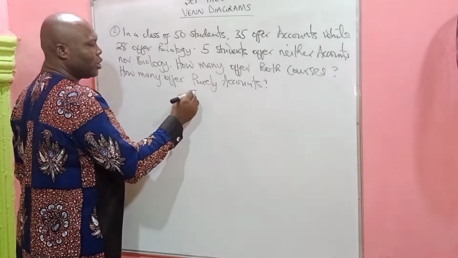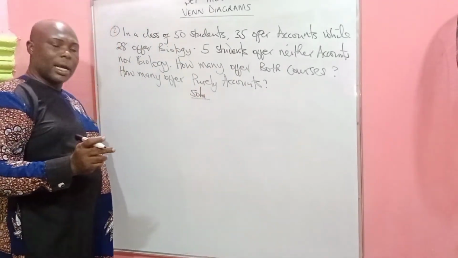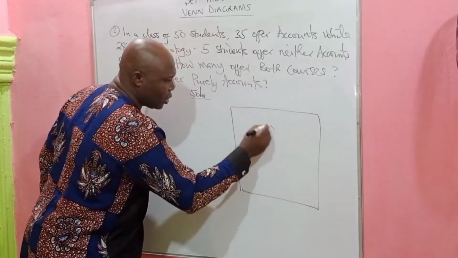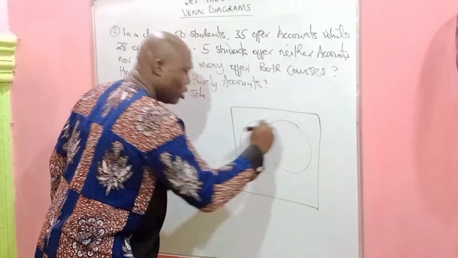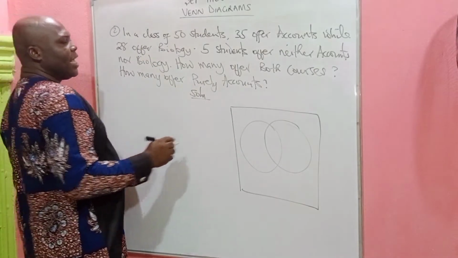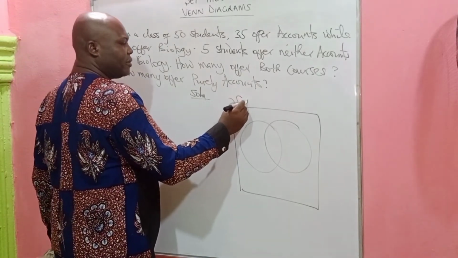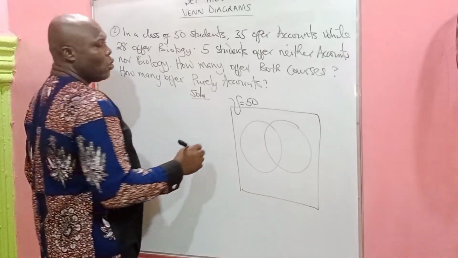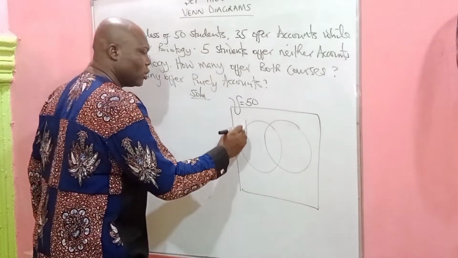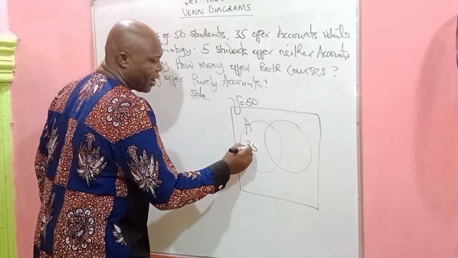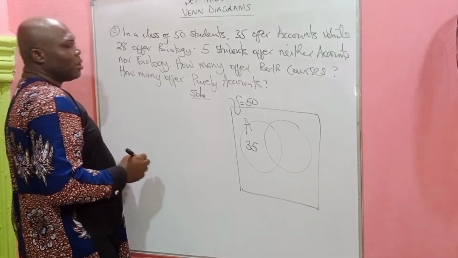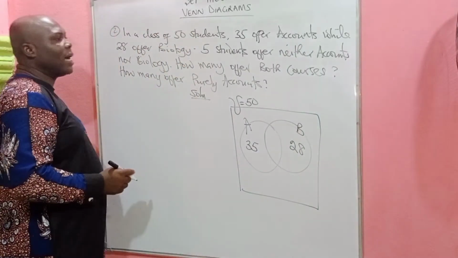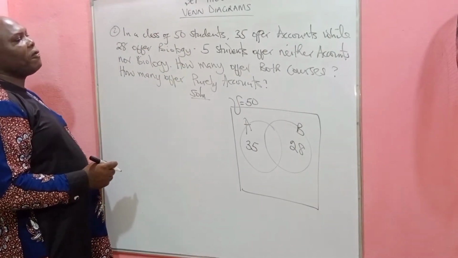Okay, solution. So we are going to represent that in a Venn diagram again. So we take this as a Venn diagram with two sets. All right, so they said in a class of 50 students, so the universal set is 50. We're told that 35 offer accounts, so this should be accounts. We have 35. And then they say 28 offer biology, this is biology, so we have 28. Take note of that.